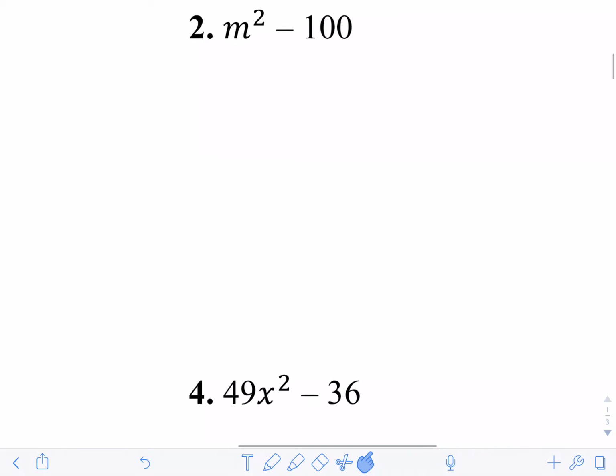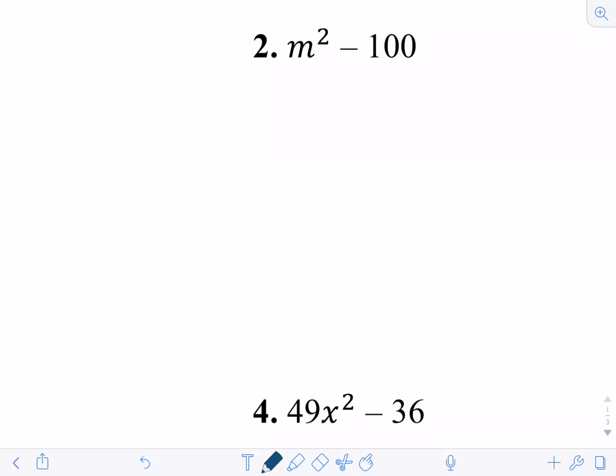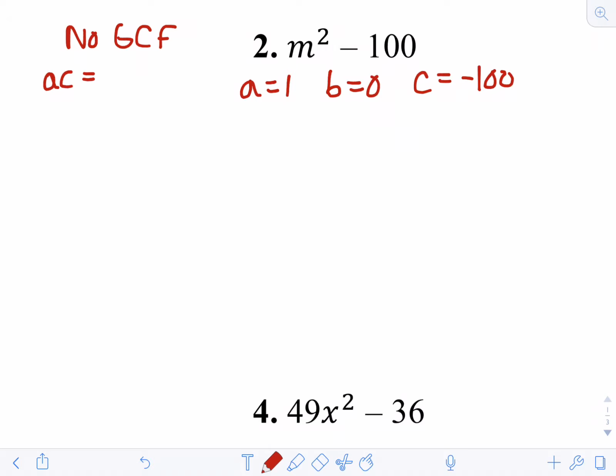Alright, looking at the second one, m squared minus 100. First thing that you need to ask yourself, is there anything you can pull out? For this one, there is nothing I can pull out, so no GCF. Then I'm going to label A, B, and C. A is equal to 1. B is equal to 0 because there's no middle term. C is equal to negative 100. AC method says we're going to do 1 times negative 100. So AC comes out to negative 100.